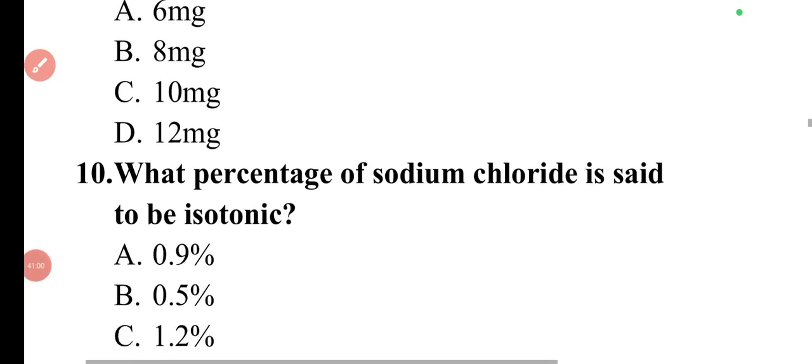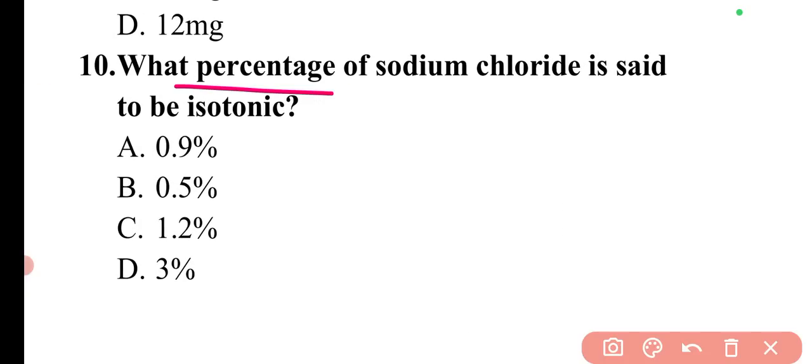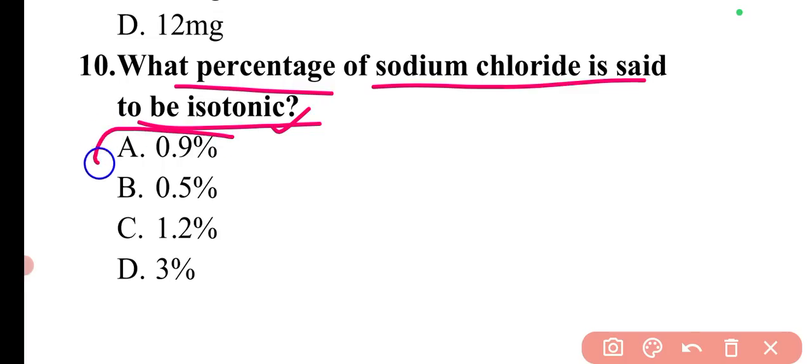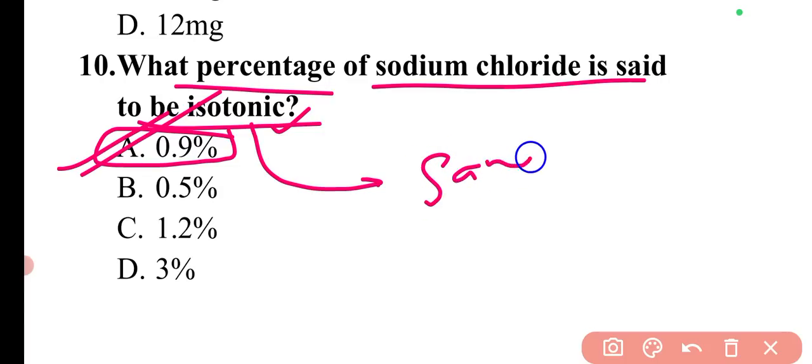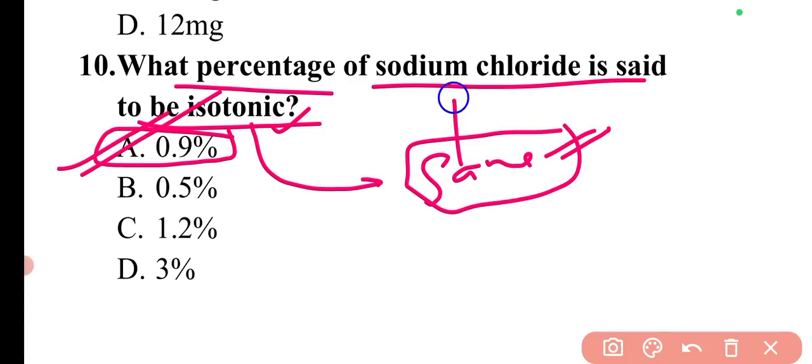Then we can move to the next question. The question is, what percentage of sodium chloride is said to be isotonic? The percentage of sodium chloride that is isotonic with the body fluids is 0.9%. So here option A will be the correct answer. Now what is the meaning of the term isotonic? Isotonic means having the same osmotic pressure as the body fluids, or isotonic means there is an equilibrium of the concentration of solute inside and outside.